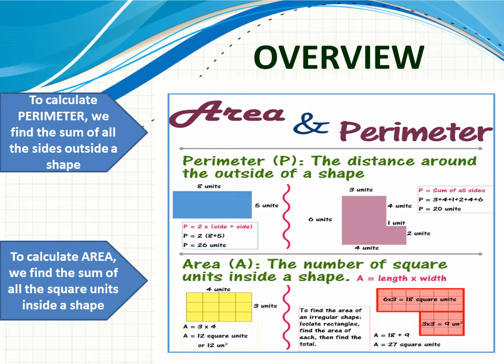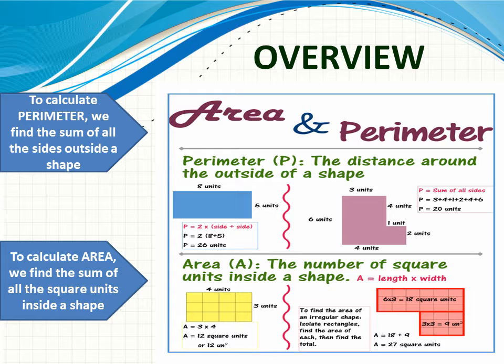So you do the whole addition of 8 plus 8 plus 5 plus 5, or you just do 2 times (width plus length). And then you'll be able to have the perimeter of your rectangle. But what about the area? Basically, area requires that we count the square units inside the shape that we are finding the area for.